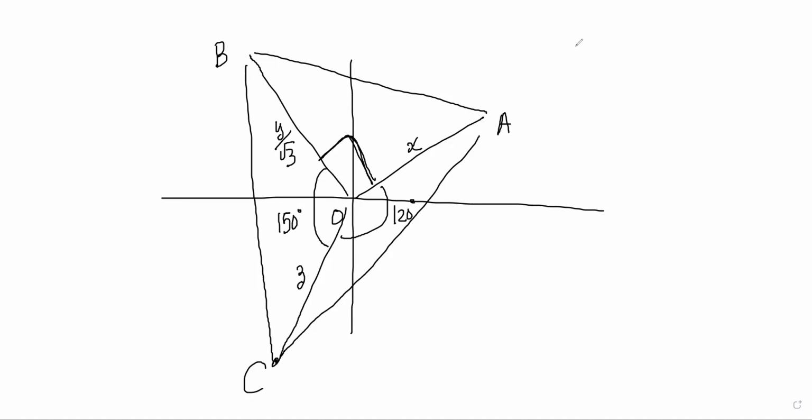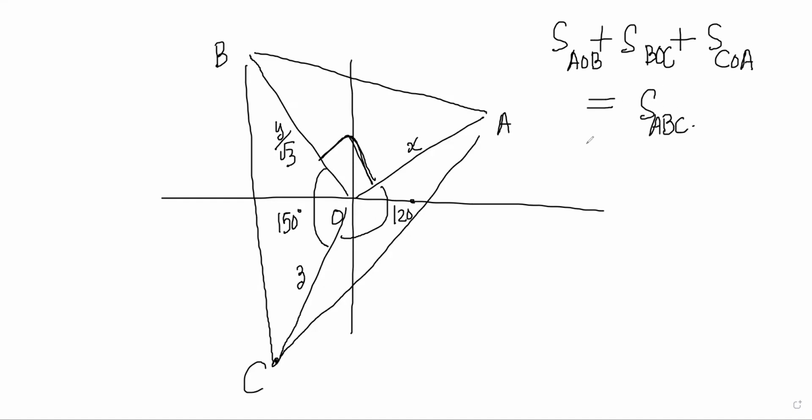So now what we can say is area of AOB plus area of BOC plus area of COA will be equal to area of ABC. That is an obvious statement by the geometrical figure, right? Now, what is the area of AOB? It's a right angle triangle, so that is simply half into y by root 3 into x.